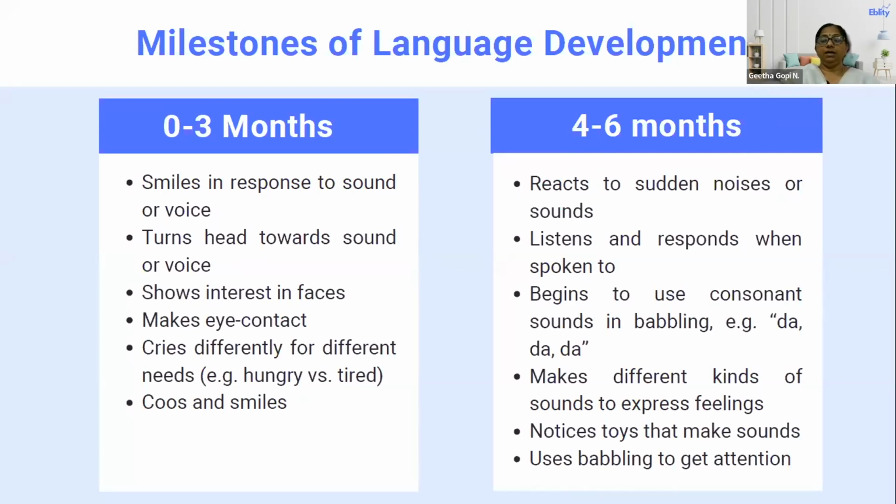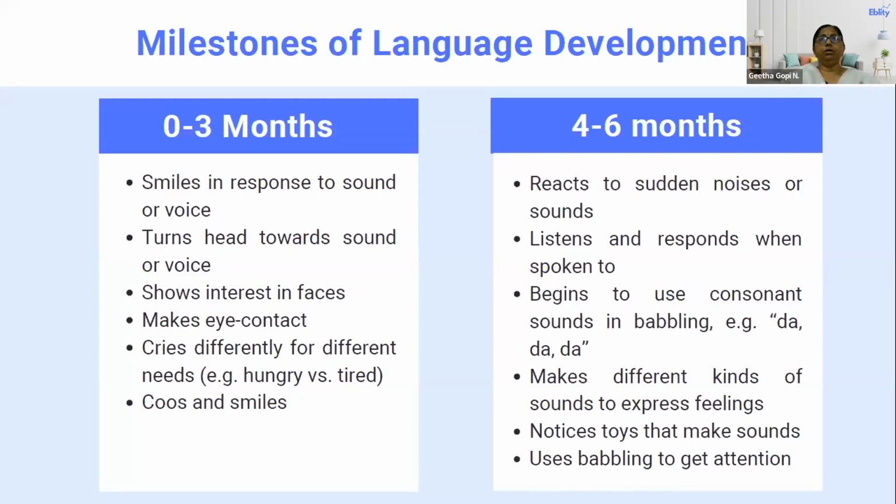At 4 to 6 months, they start reacting to sudden noises, like startles. If the environment was calm and there's a sudden noise or some unfamiliar voices come, they start being perceptive to that. They listen and respond when you speak to them. So even if the baby is just 4 to 6 months, when you're speaking to them, they're actually intently listening to you and trying to make sense of what you're saying.